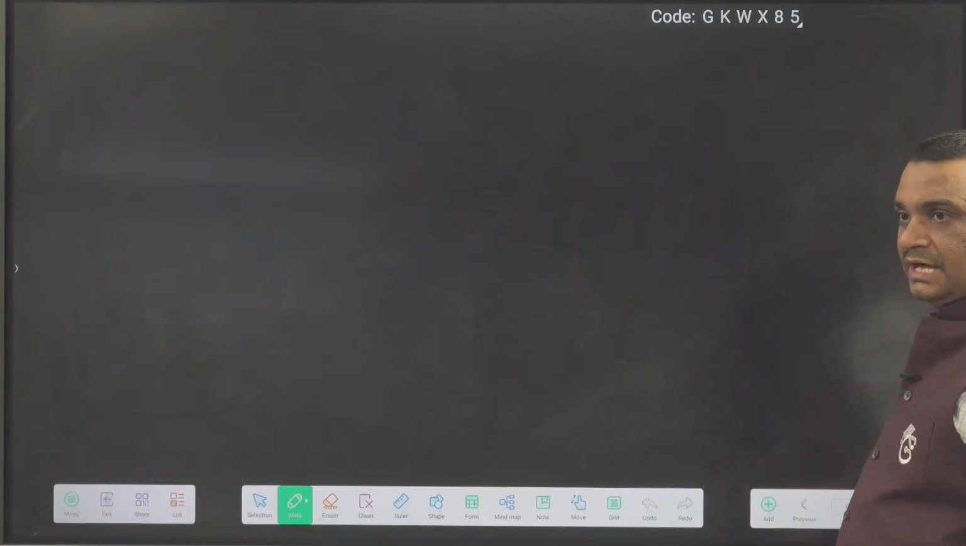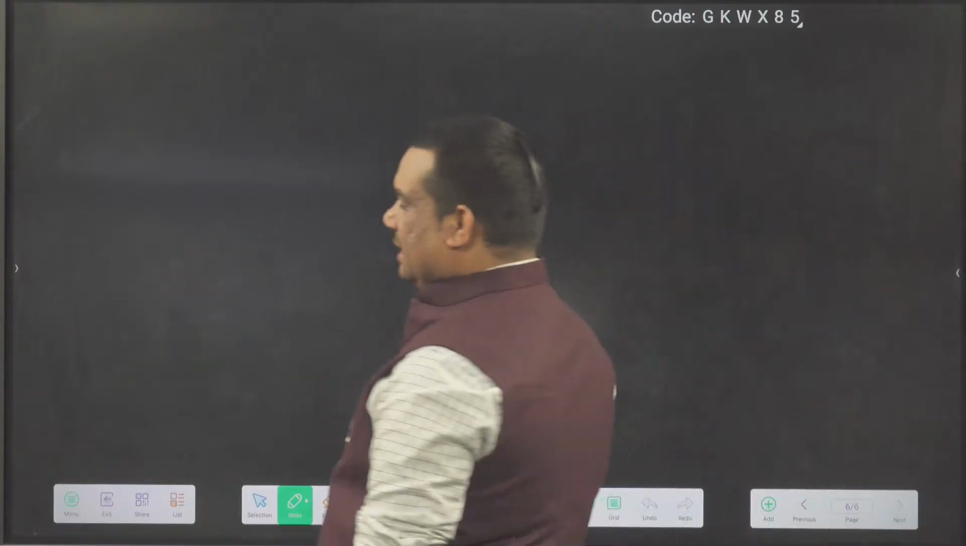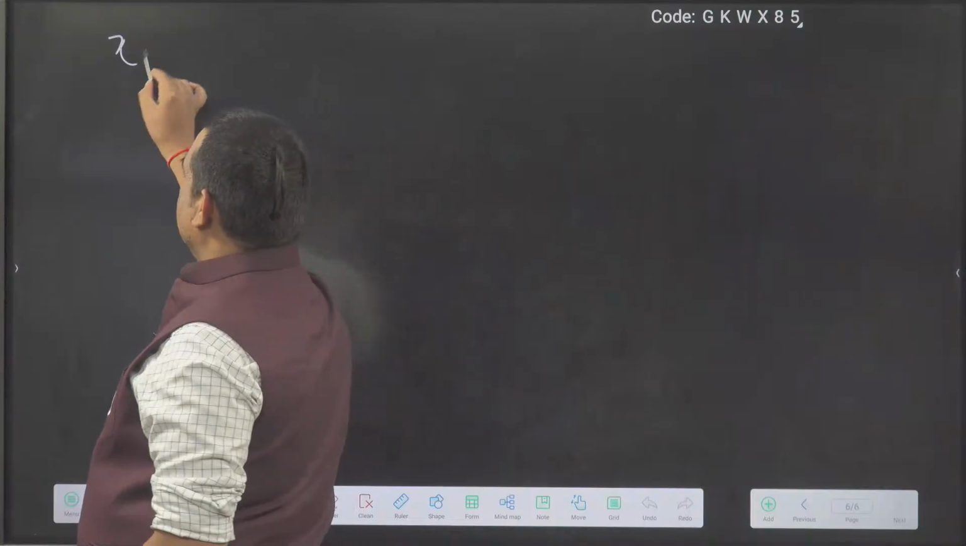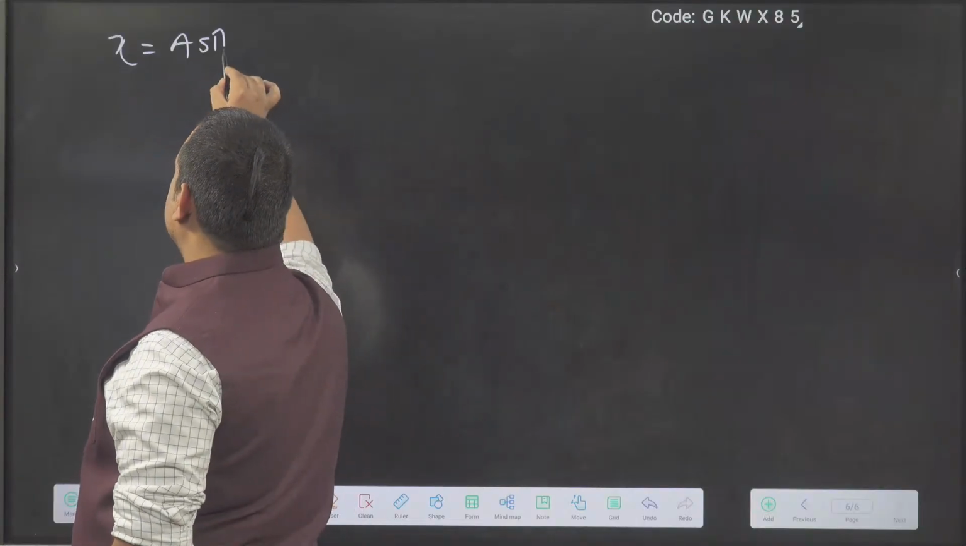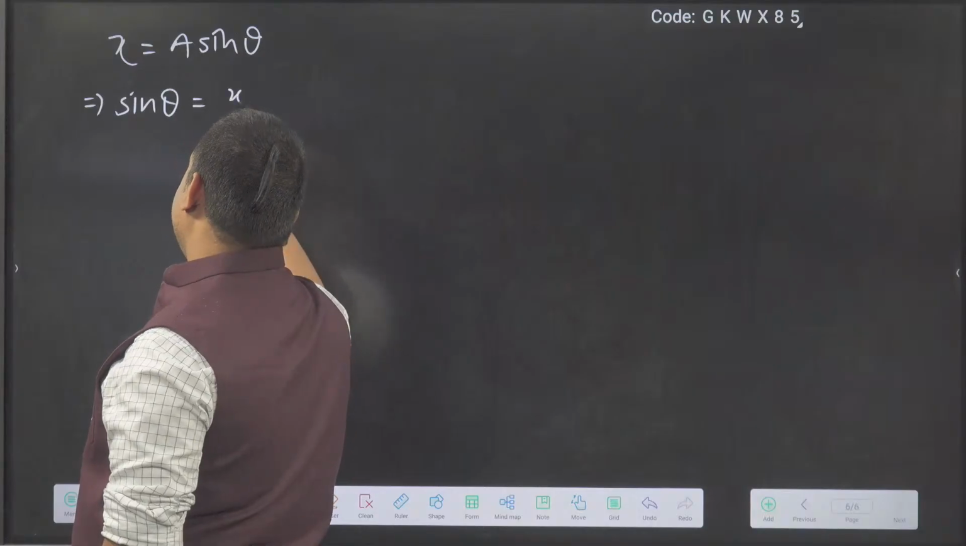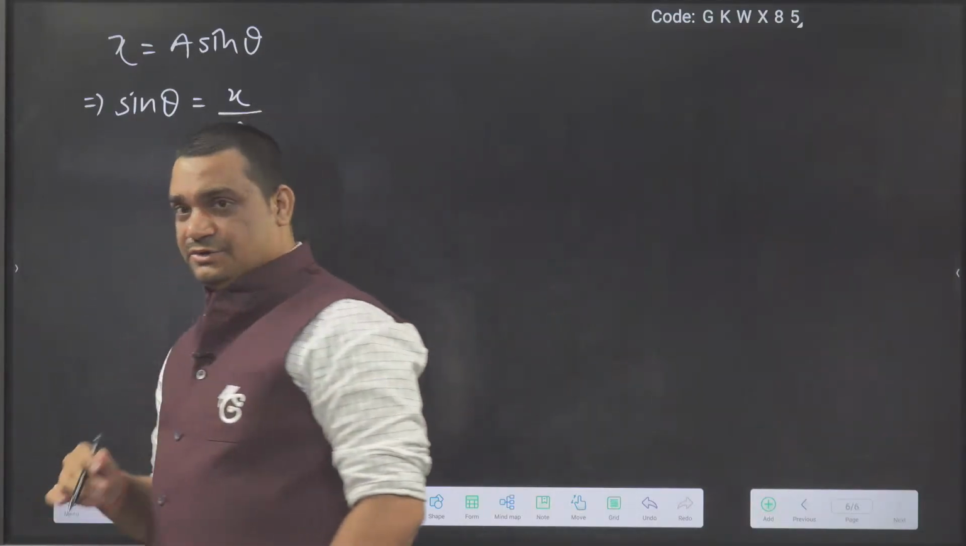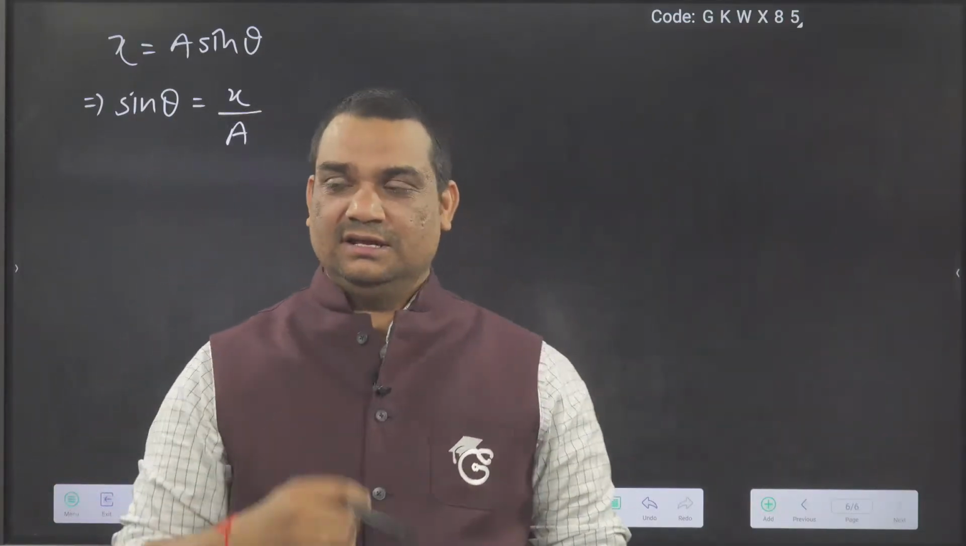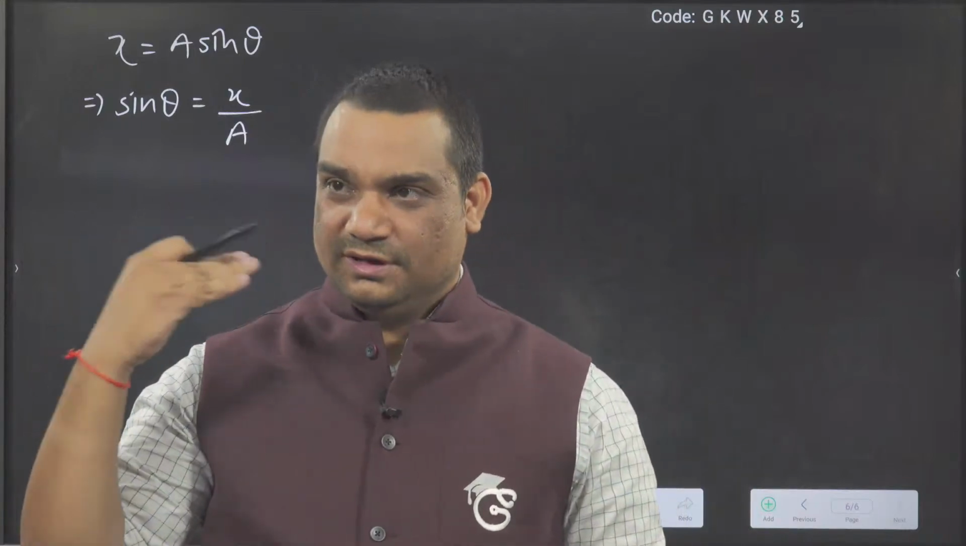Now I'll be using one relation that comes in oscillation. They will say x equals a sin theta. So from here we can say sin theta equals x by a. You will get this relation, x equals a sin theta, in oscillation. I hope you remember this.